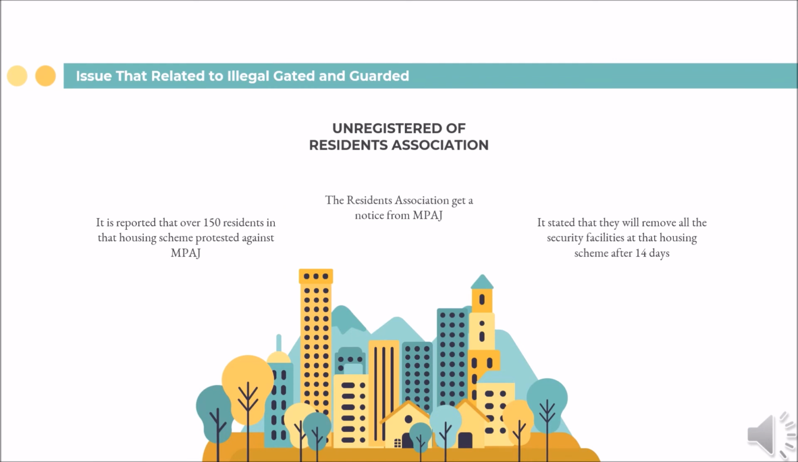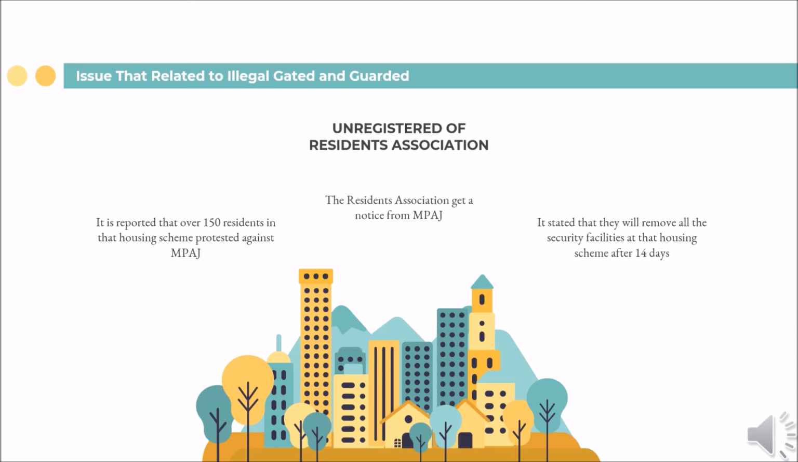Okay, the next issue related to illegal gated and guarded schemes is the unregistered resident association. The community didn't register the housing scheme in a proper way with the local authority. So, Ampang Jaya Municipal Council took action by giving notice that their gated and guarded neighborhood scheme, which has been carried out since 2009, was illegal.